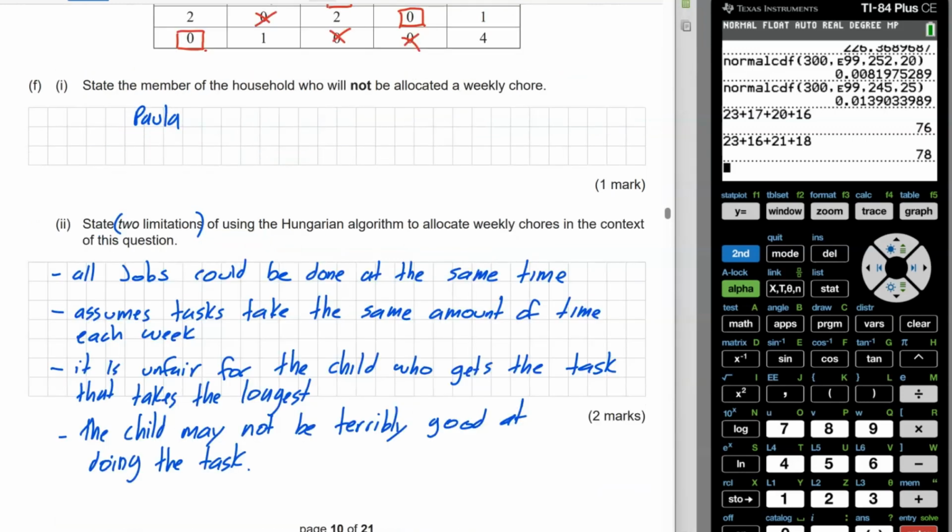So I've just pre-filled some answers here, but you only need two of them. There's obviously a lot more that you could write, but it could be something like, for instance, the last dot point: the child may not be terribly good at doing the task. So even though they get allocated it, they may be absolutely worse at it, and maybe the dad would be better off doing that task. Someone who gets the longest amount of time, not really fair. There could be a little sibling rivalry there. That takes them longer to do their weekly chores, etc. So lots of different options there. These are just four, but you need to write down two when you're doing this question.